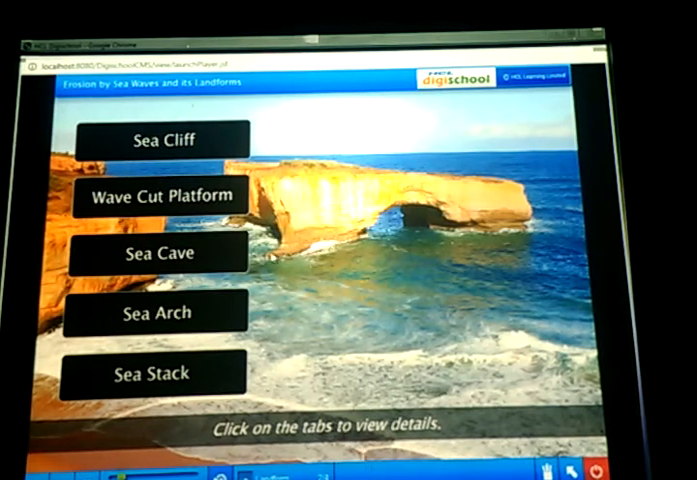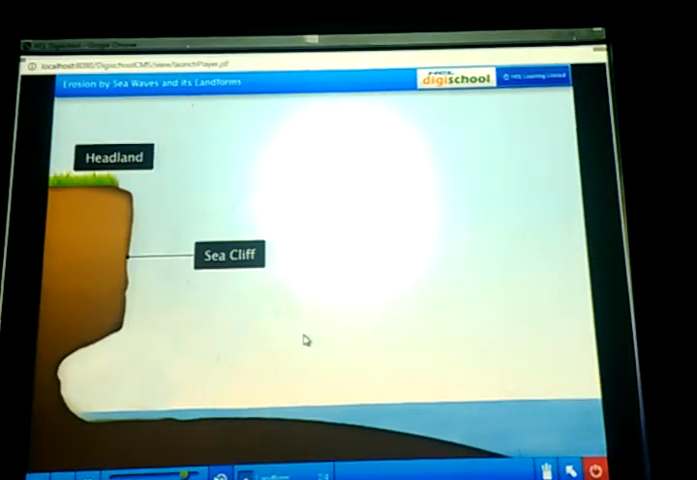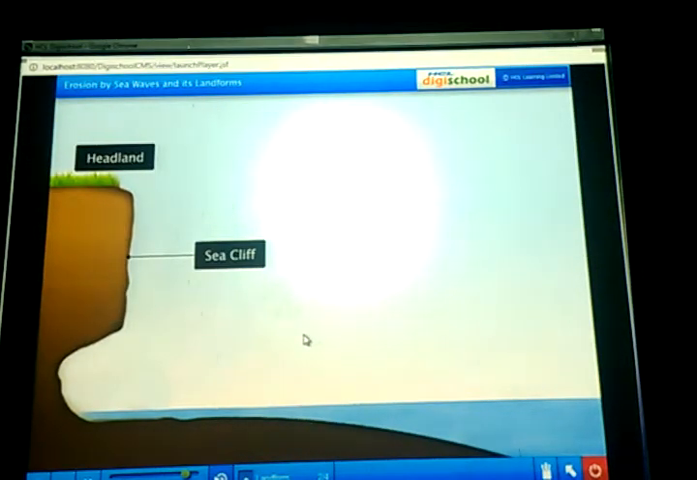When the roof of the arch is continuously eroded by the sea waves, it eventually collapses, leaving an isolated stack. This is called a sea stack.